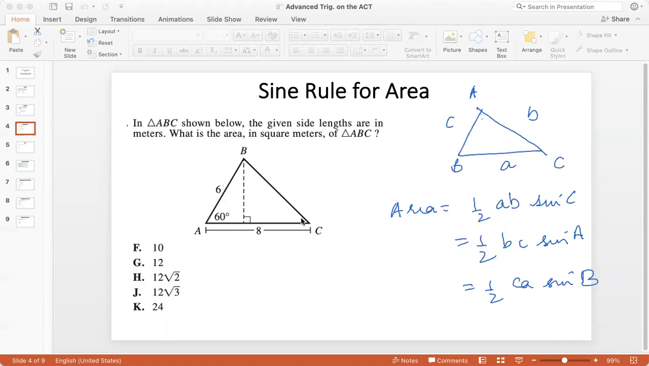So what is the area of this? It would be half sine 60 times 6 into 8, product of adjacent sides multiplied by sine of the angle. So 2 cancels with 3, 24. Sine 60 is root 3 by 2. So 12 root 3, option J.